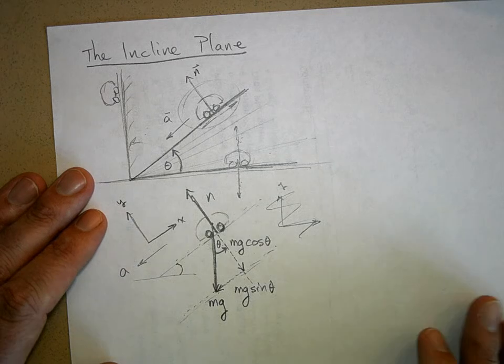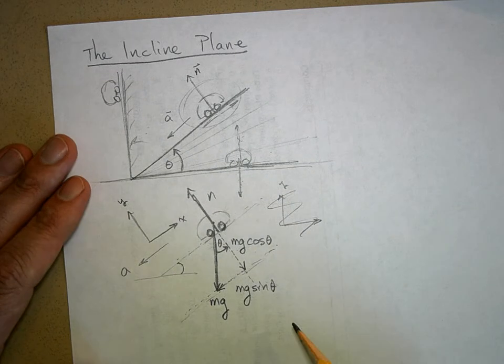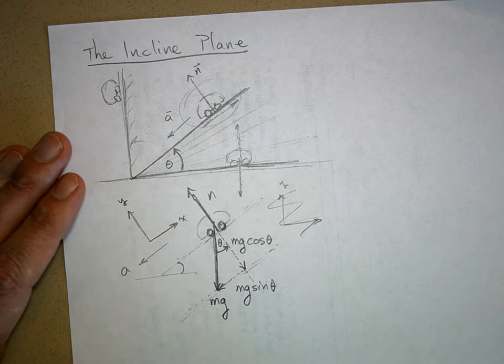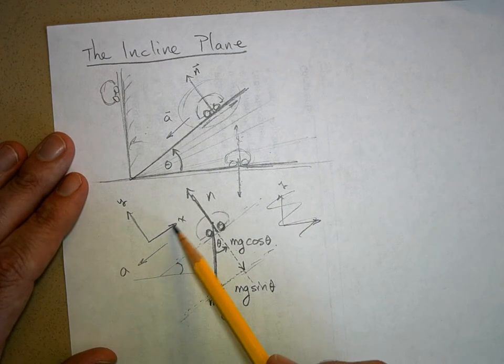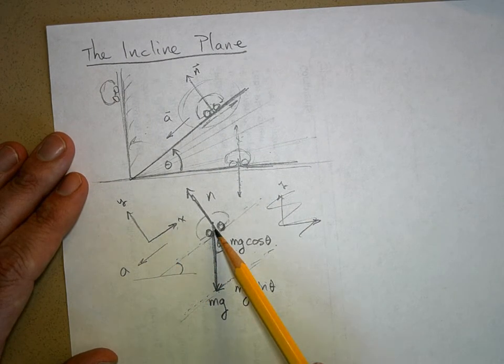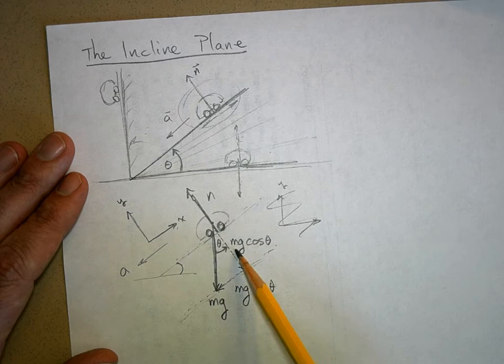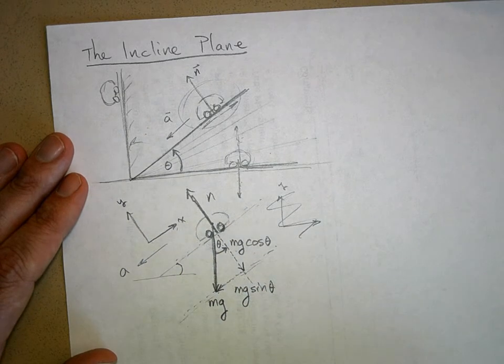So now I'm done with step 3 of the procedure. I got my xy axis, I broke my forces into their x and y components, and I identified what those components were. Now I go to step 4.